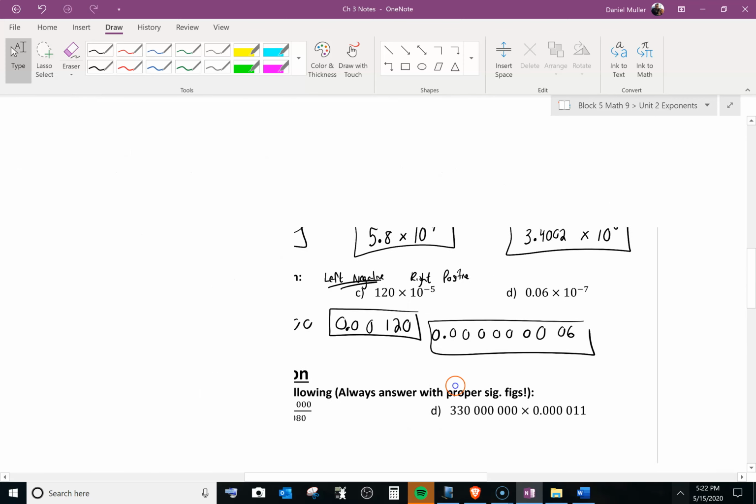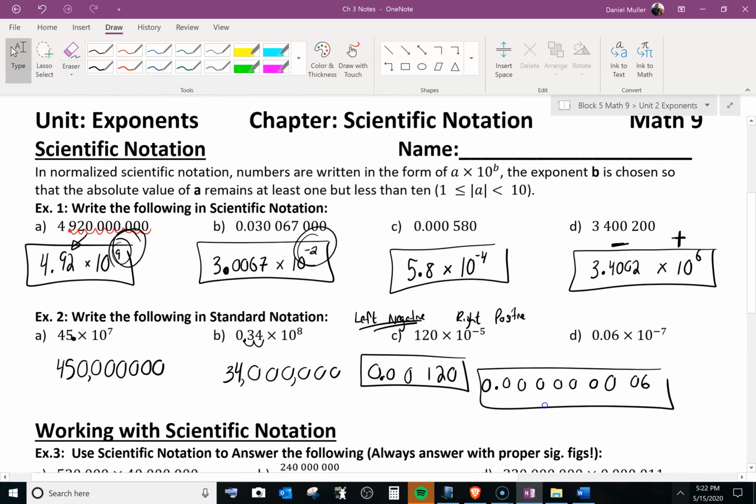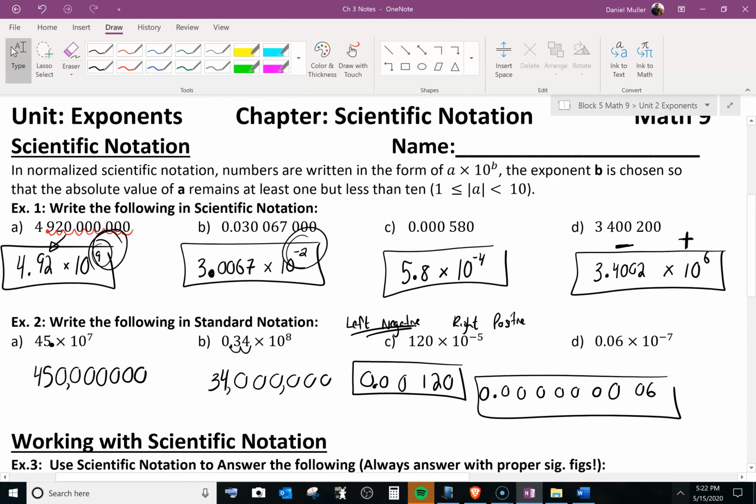All right, so I'm going to zoom out here, and those are some basic questions, but the ones I'm going to ask you on the test are more like what's down below. So this is kind of an introduction, but the majority of the questions are working with scientific notations, which is the next set of questions.